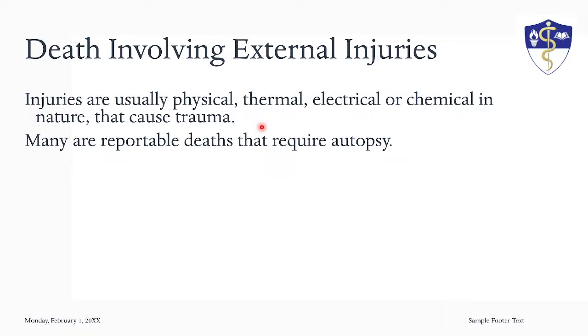Death involving external injuries. This is the part where you tell the story. We're going to put storylines in the medical certificates because of the cause of death. Injuries are usually physical, thermal, electrical, or chemical in nature and cause trauma. Okay? External injuries, not natural death. Many are reportable deaths that require autopsy.